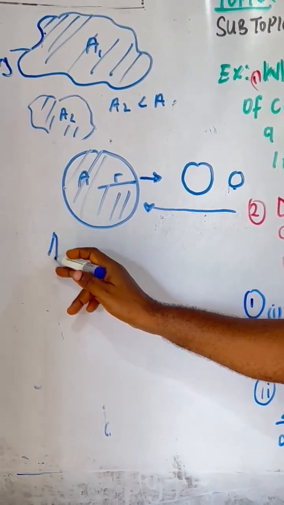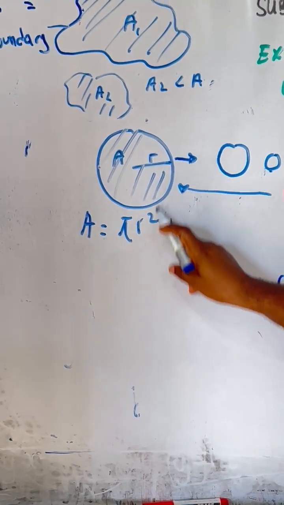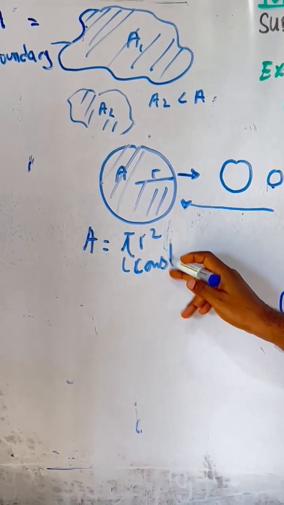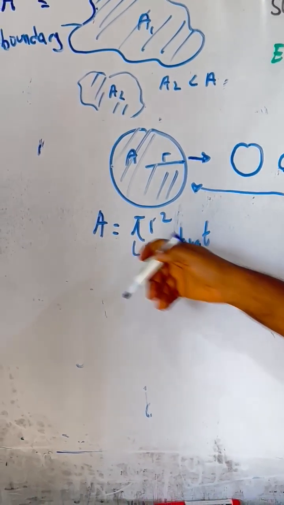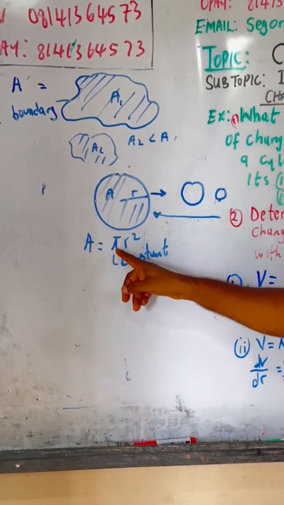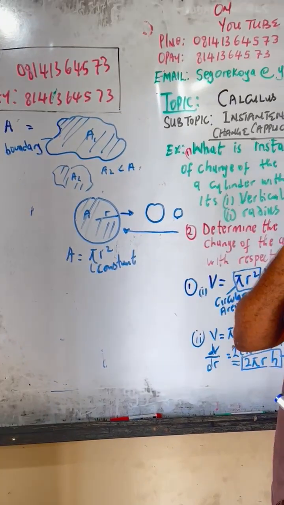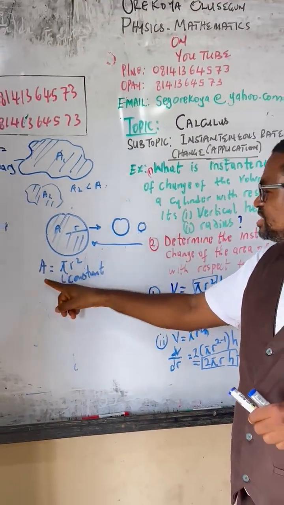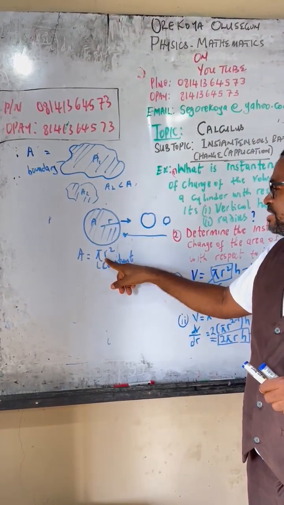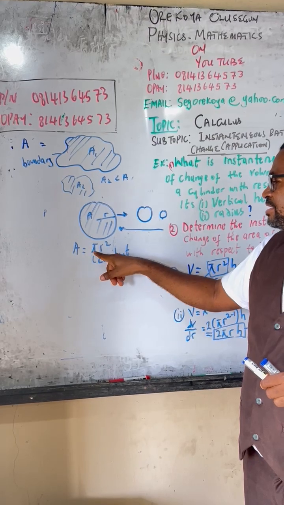And the area of a circle is given as pi r square, where pi is a constant. That means it's not a variable parameter. So the variable parameter in this question, that means the quantity that changes in its own value, is the area, which can change its own value, and the radius too can change its own value. But the value of pi remains constant.